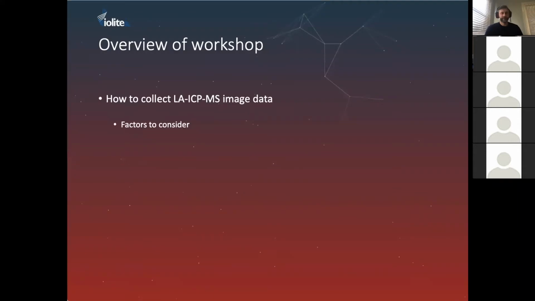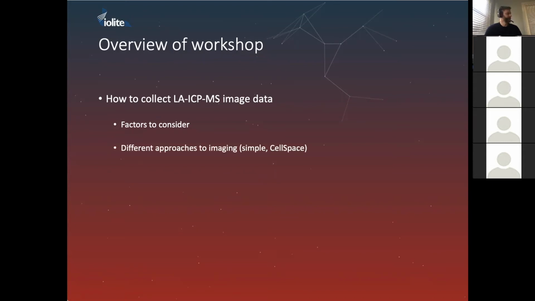So we'll be looking at some factors to consider. The reason why we bring this up is that quite often decisions you make when you're setting up your experiment will affect how you process things in iolite. And so we're trying to bring those up before you even get to iolite, because you can't change how you've measured an image once it's already measured.